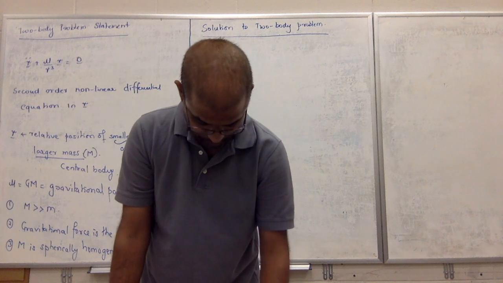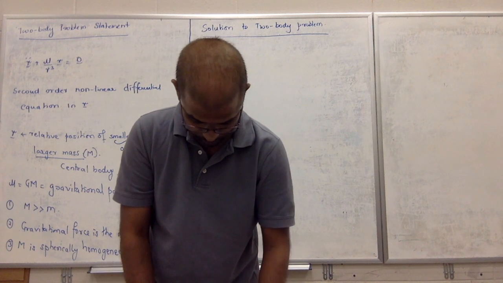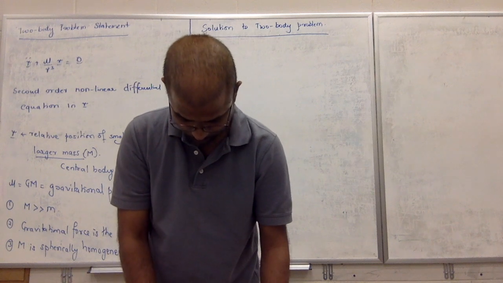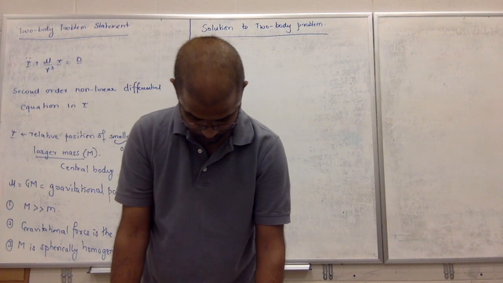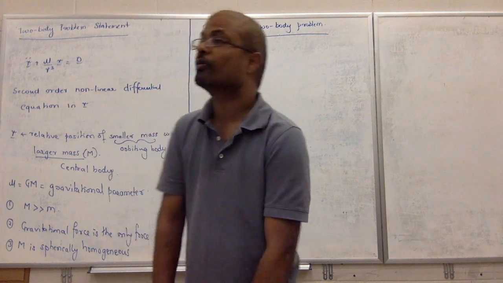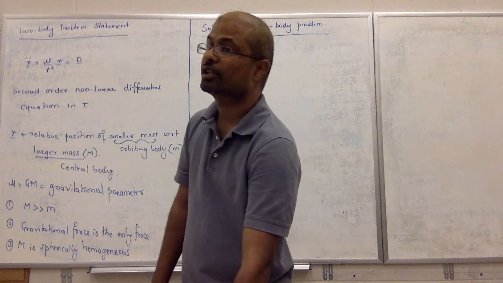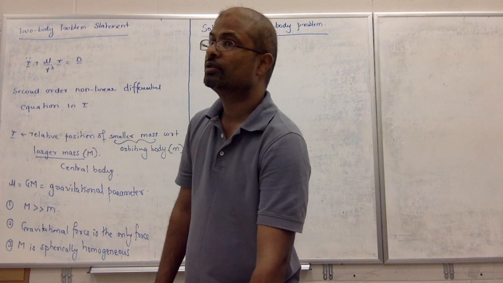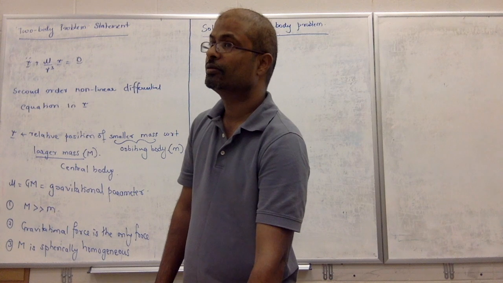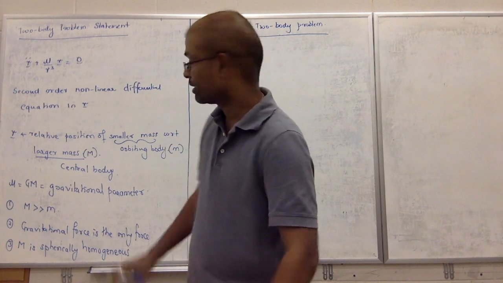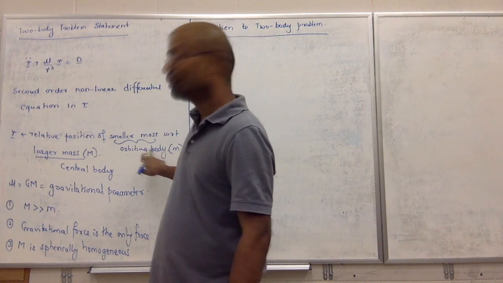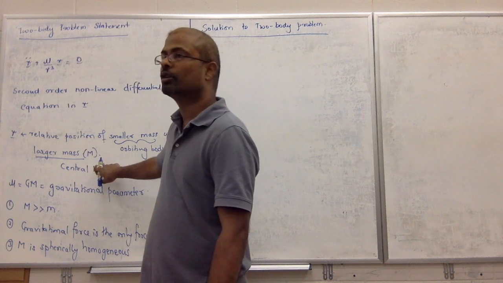In this R double dot plus mu over R cube R, that R double dot is acceleration, right? It's the acceleration of the orbiting body with respect to the center. You got it?